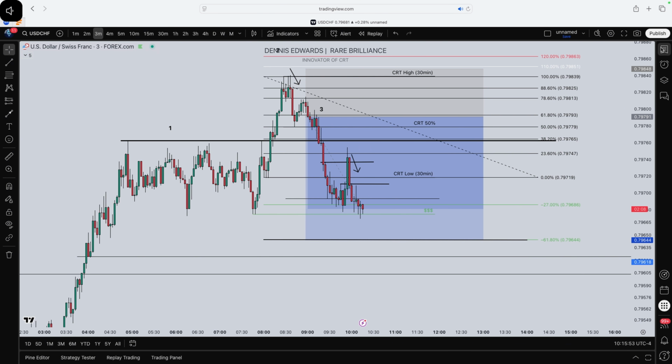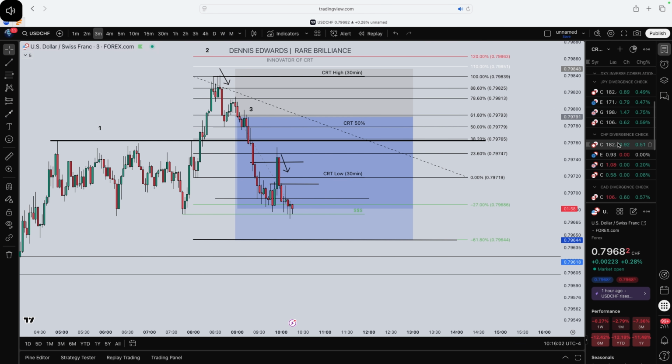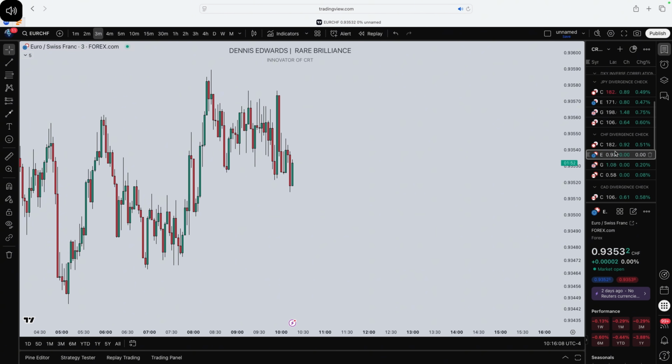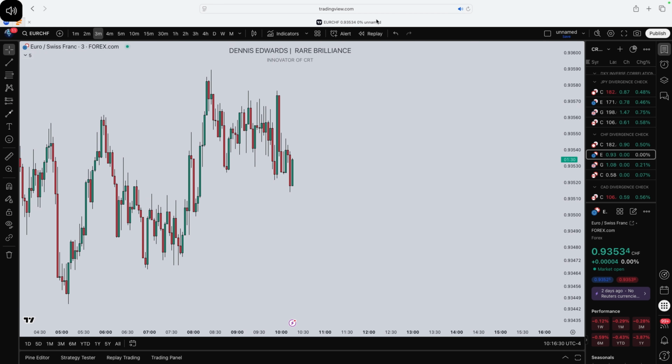Very quickly, I do want to check a divergence. Where is it? I gotta tighten that up. Okay, it's getting stronger. The divergences is not actually in our favor right now, because the only one that is, CHF JPY. It's the only one where, actually no. Probably not even here as well either.